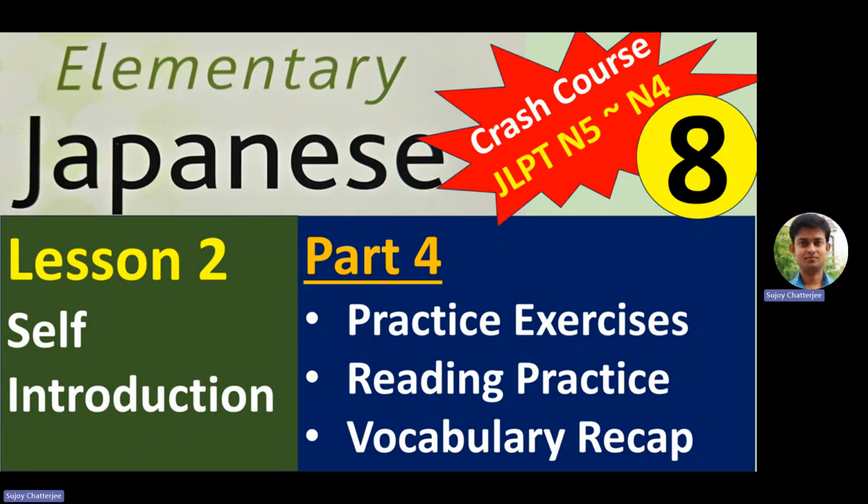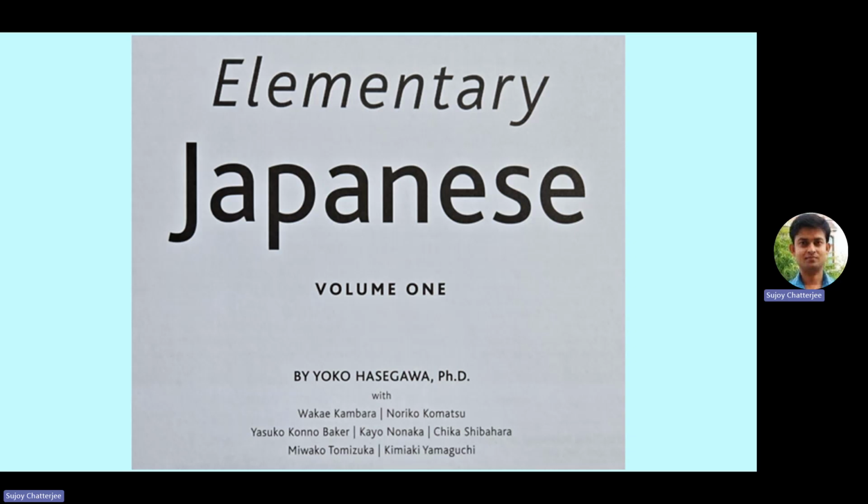This is the series called Elementary Japanese, a crash course for JLPT N5 and N4. The book we are referencing here is Yoko Hasegawa's Elementary Japanese Volume 1, and we are at Lesson 2, Self-Introduction. Today is the eighth lecture of this series, in which we do the fourth part of lesson 2, self-introduction. This is the concluding part of lesson 2, in which we shall be going through the practice exercises, reading practice, and vocabulary recap. This is the front page of Professor Yoko Hasegawa's book.